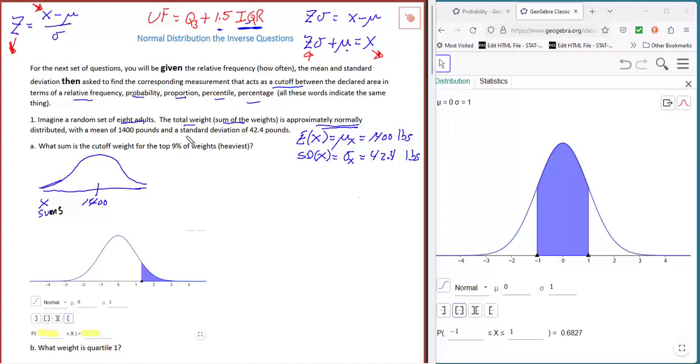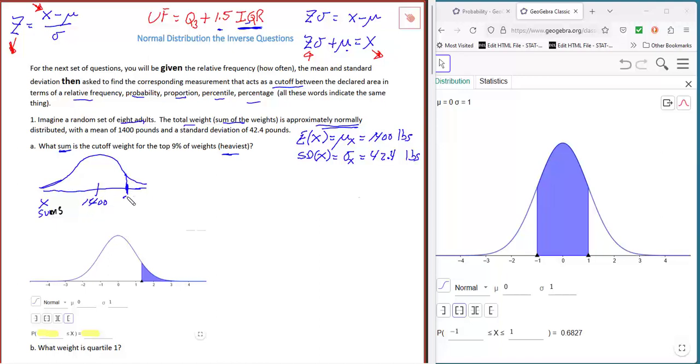So these are sums of 8 adults, and the average sum of 8 is 1,400 pounds. What sum is a cutoff weight for the top 9%? So the top 9% of weights is the heaviest. So if we're in the top, it should be above average. These are the heavier, so it should be above average.